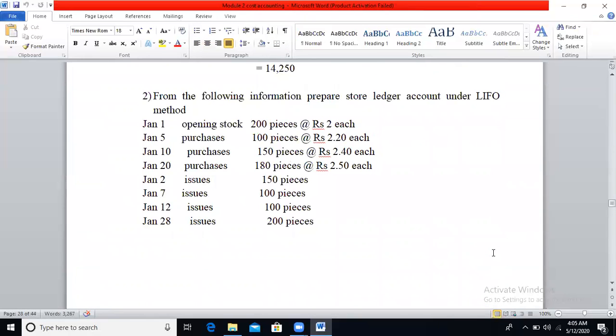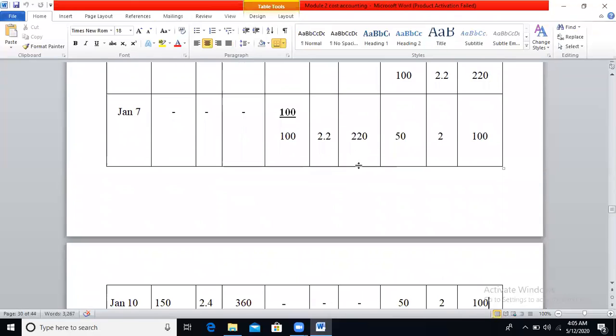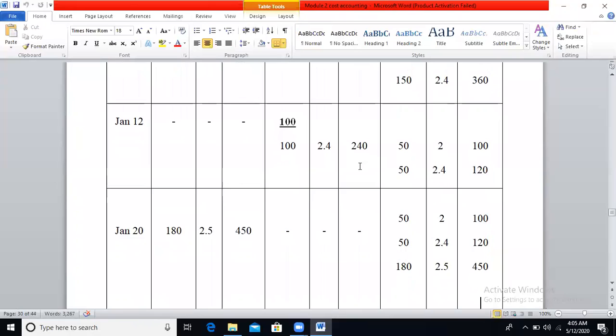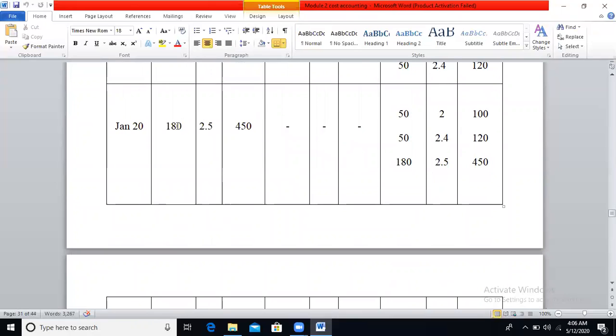The next transaction is January 20th. We are making the purchase of 180 pieces at the rate of 2.50. So purchases will be considered as receipts and will be recorded in the receipts column. January 20th, we are making the purchase, that is receipts of 180 pieces at the rate of 2.5. You will get the total value as 450. 180 into 2.5, you will get 450.